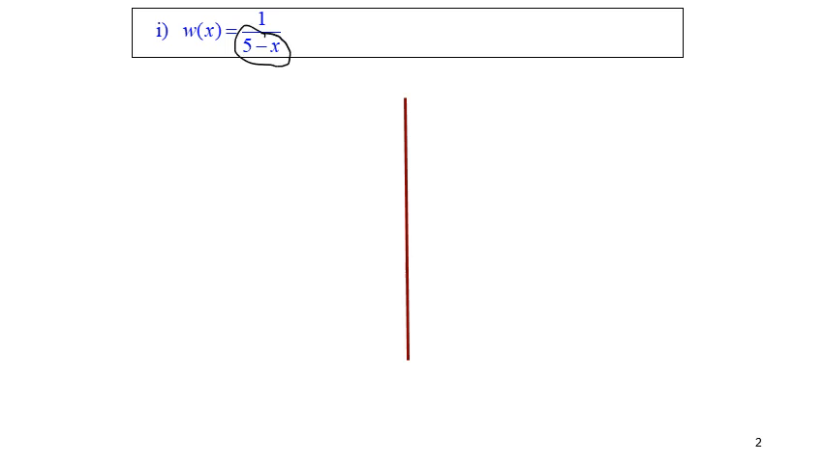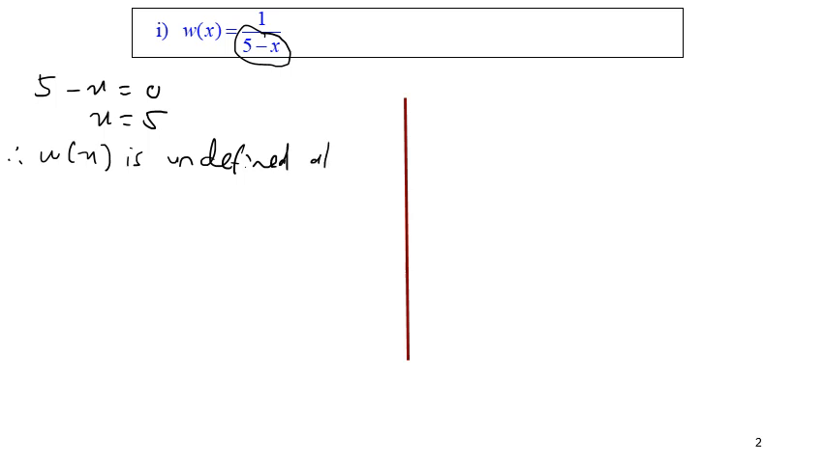in the denominator, we have to equate with 0. So we get x equals to 5. Therefore, we can conclude that the function w is undefined at x equals to 5.